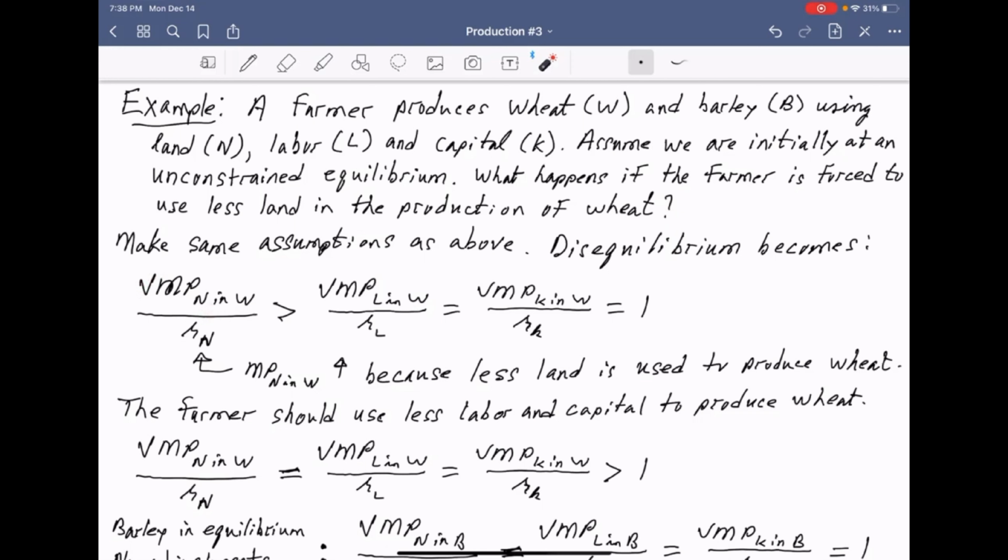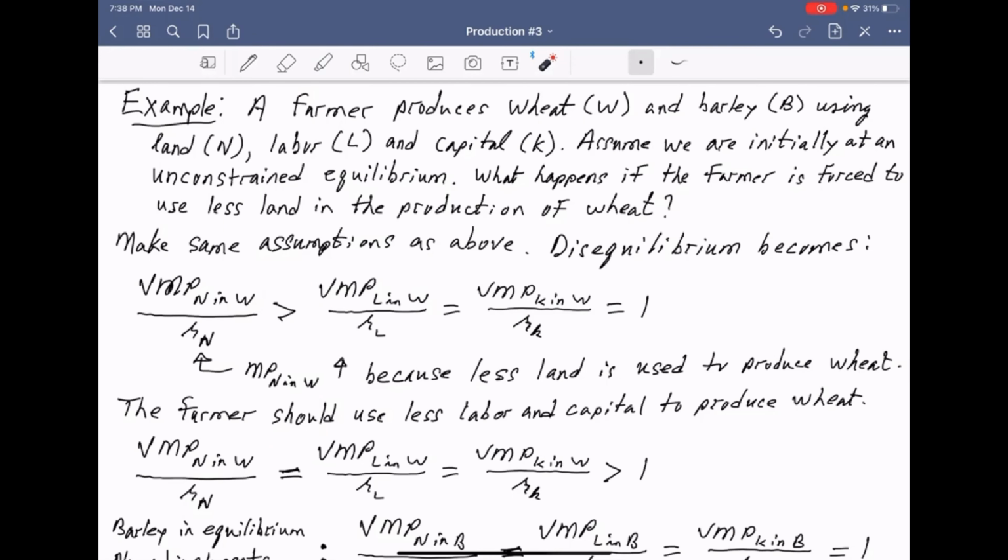And when you have a constraint, you're using less land in wheat. And because of our assumptions, the marginal product of land in wheat goes up because less land is used to produce wheat. But notice that the equilibrium remains in place for the other goods for now. So the value of the marginal product of labor in wheat divided by the input price of labor is equal to the value of the marginal product of K in wheat divided by the input price of capital, and it's equal to 1. This is the only inequality here.